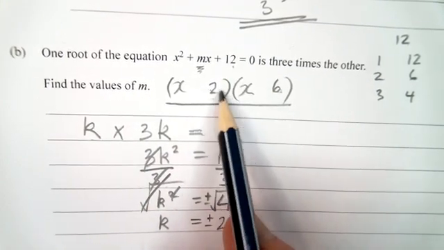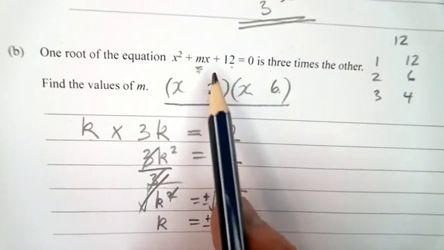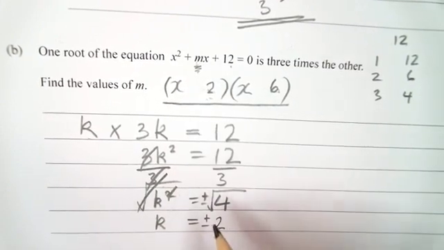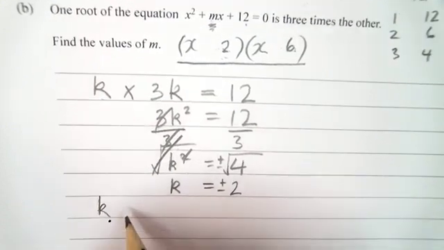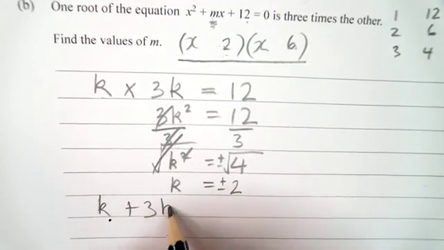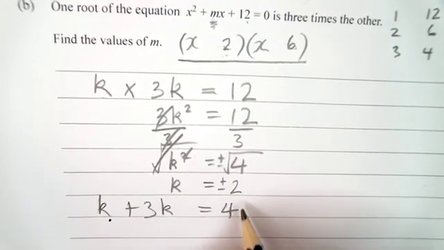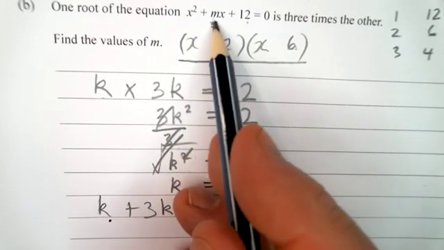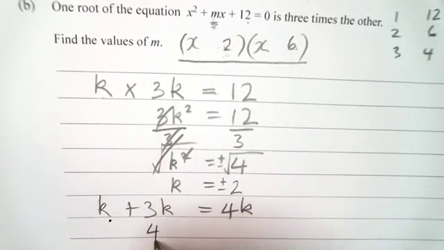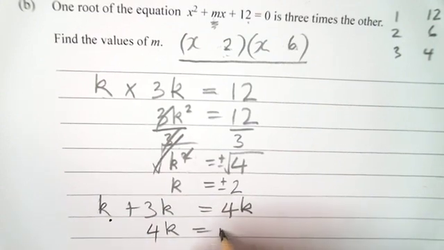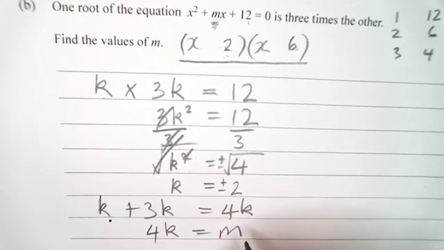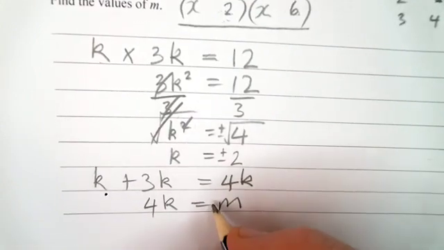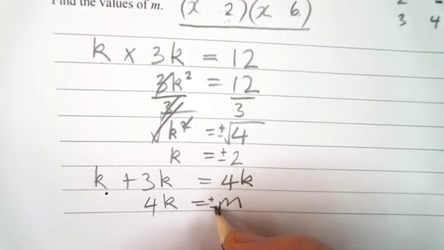But of course, that's multiplying these two things together to get our 12. Of course, we're going to add these two things together to get the m term, or the b term, if you like. So let's add them together. We've got a k and we've got a 3k, and of course, that's equal to 4k. And we know that 4k must be equal to the m value. But of course, we don't know what m is. It could be plus or minus. We have to allow for that provision.